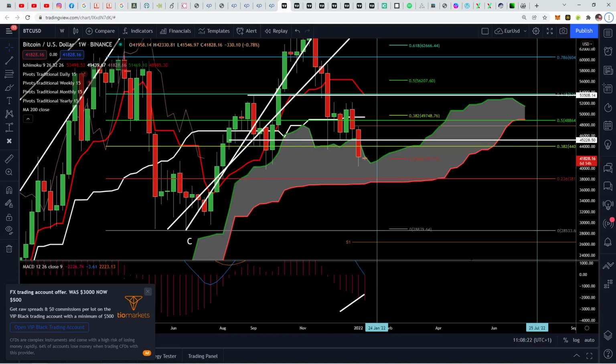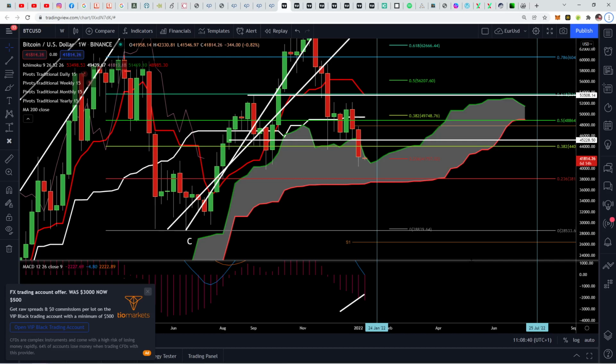Welcome back to another update on the Bitcoin chart, Bitcoin USD. I said last week that I was going to have a special look at the weekly close this time, and so I'm doing a follow-up on that, how it turned out.